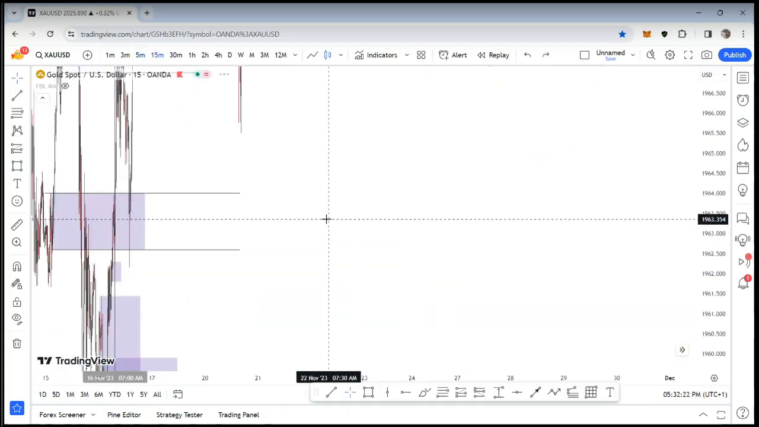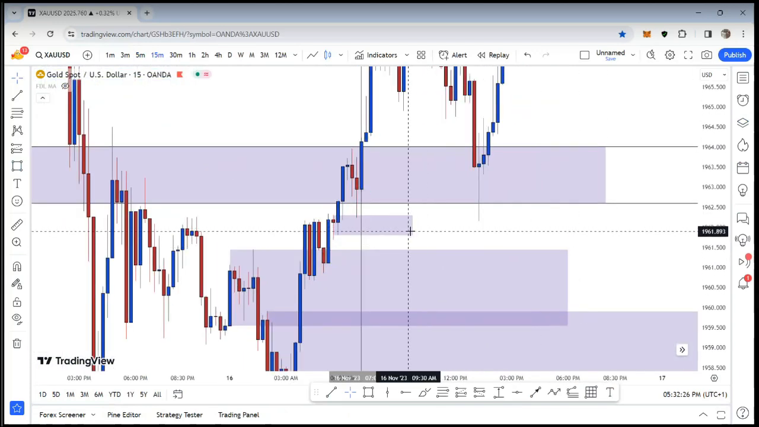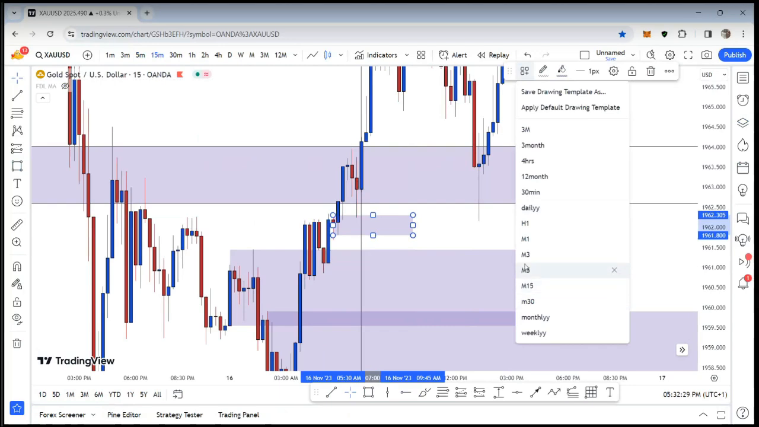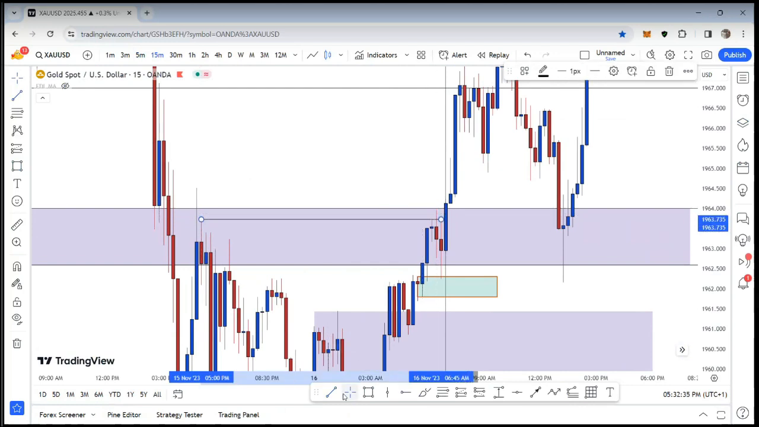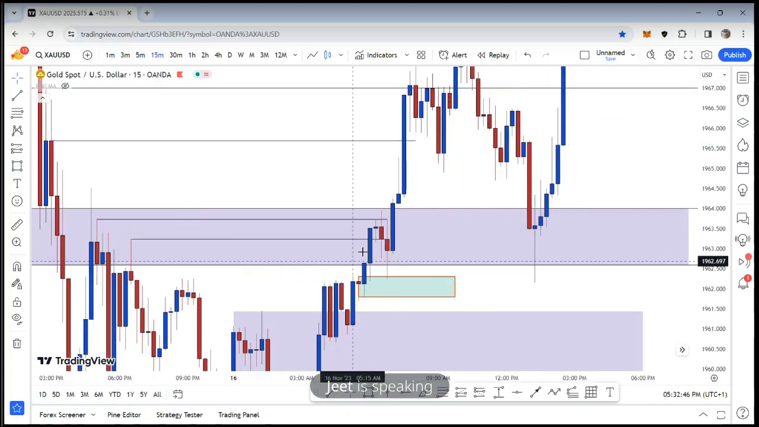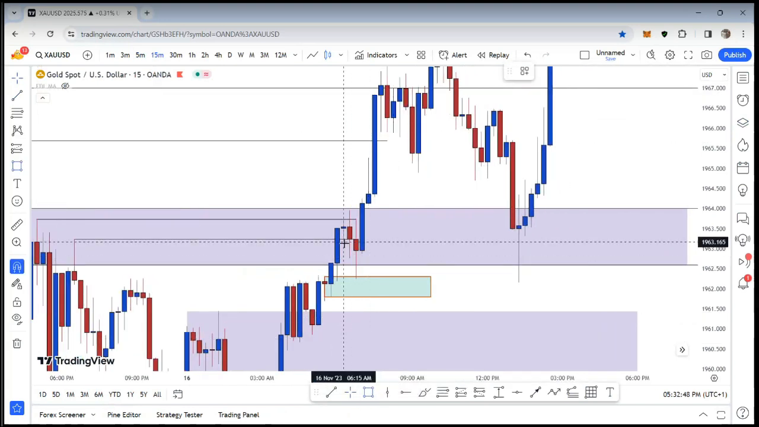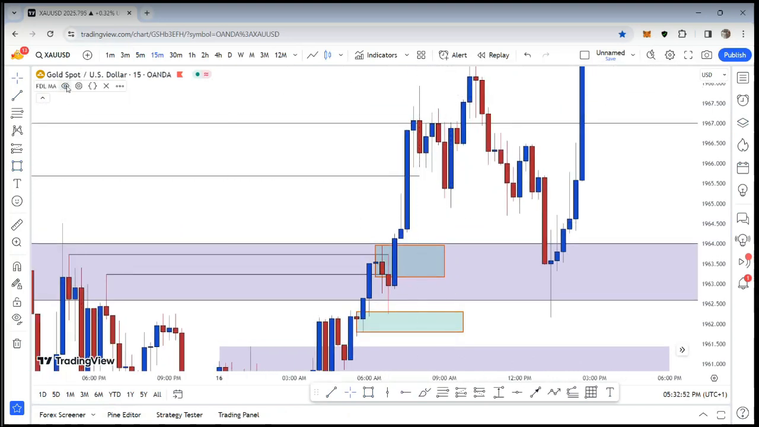Let's go back first of all. So this right here is 15 minutes. And first of all, look at this, guys. This last zone has been violated. So obviously, if we have a break of this level, this is where we are heading to. Now, first of all, look at this. Price broke that level.